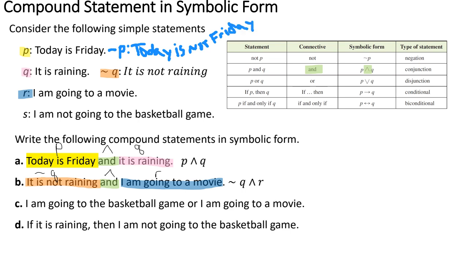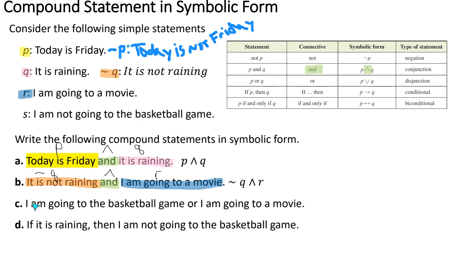Okay, so let's go ahead and continue. Here it says it is not raining. We just said that was negation Q. My connective is and, so I use the arrow pointing up. I am going to a movie. Let's check over here. I am going to a movie is R, so I write R. So in symbolic form, this would be negation Q and R. That would be my answer.